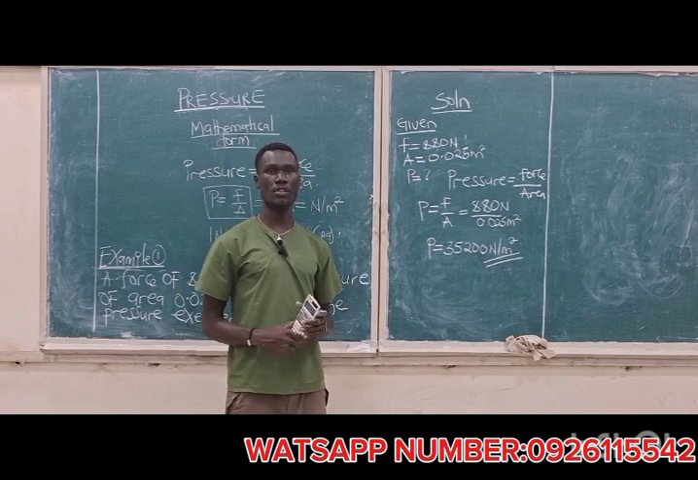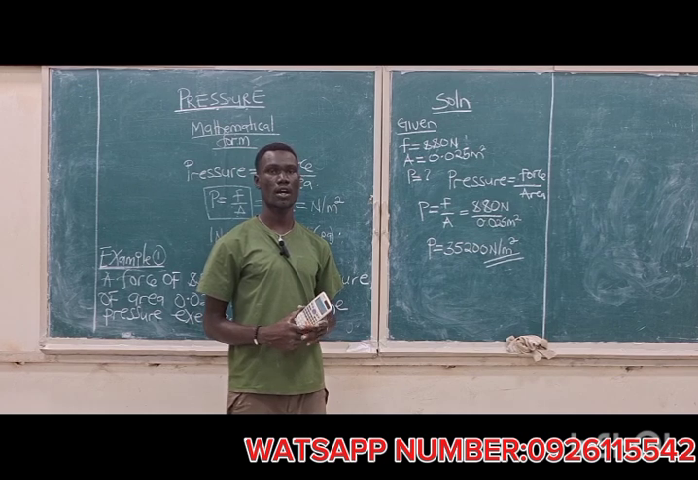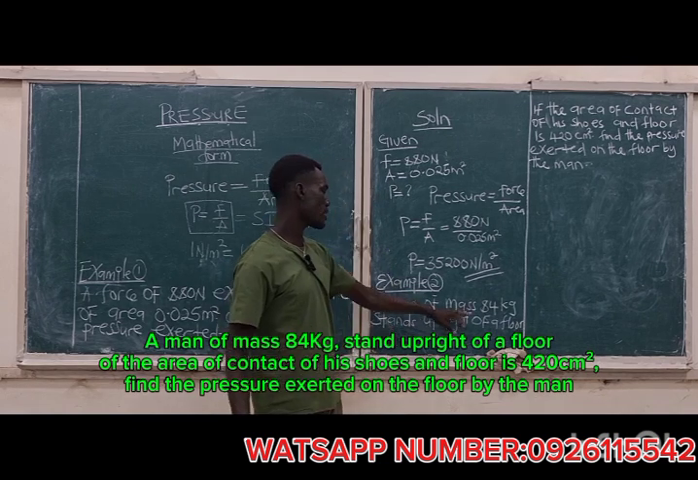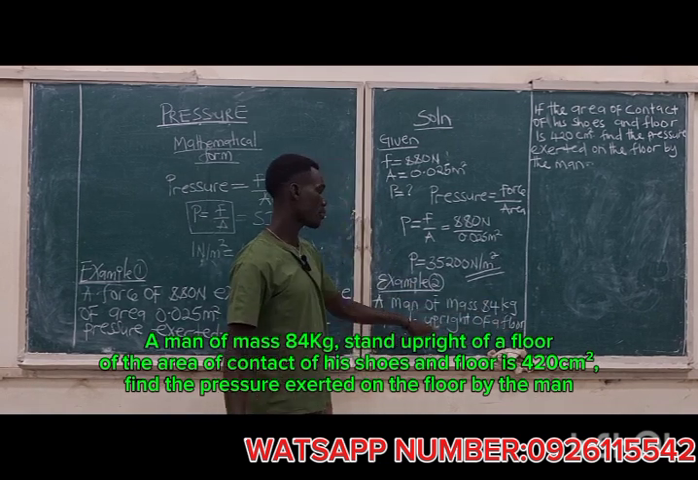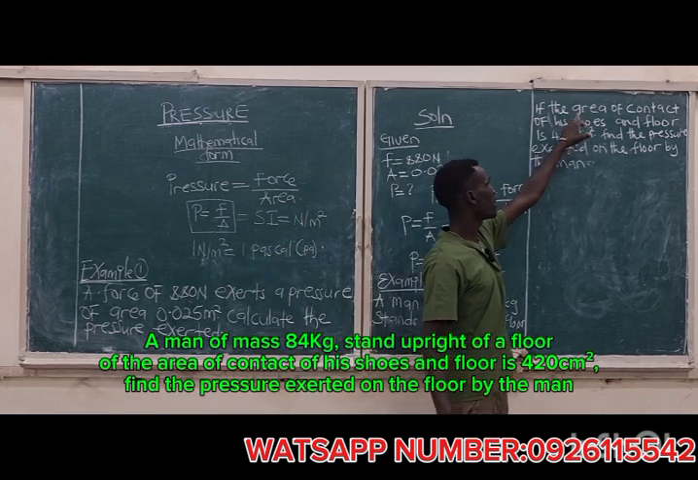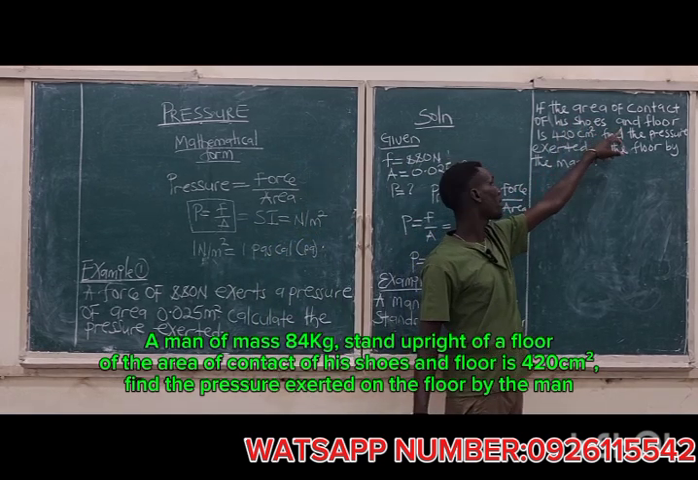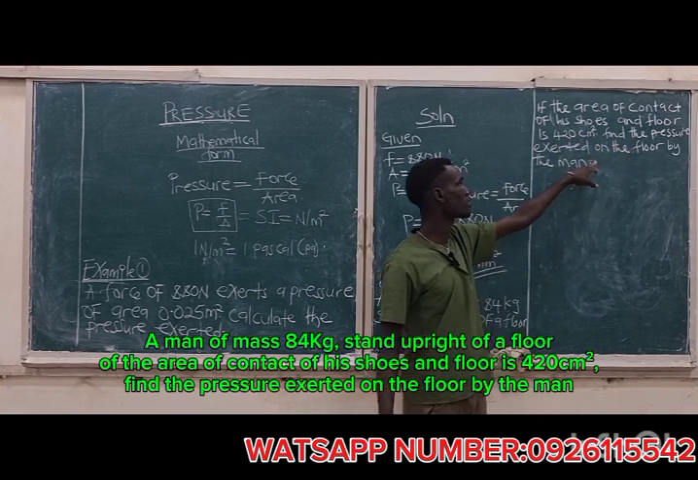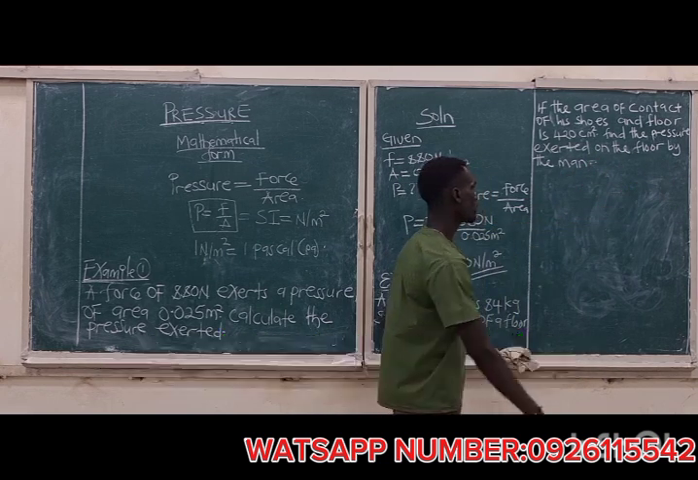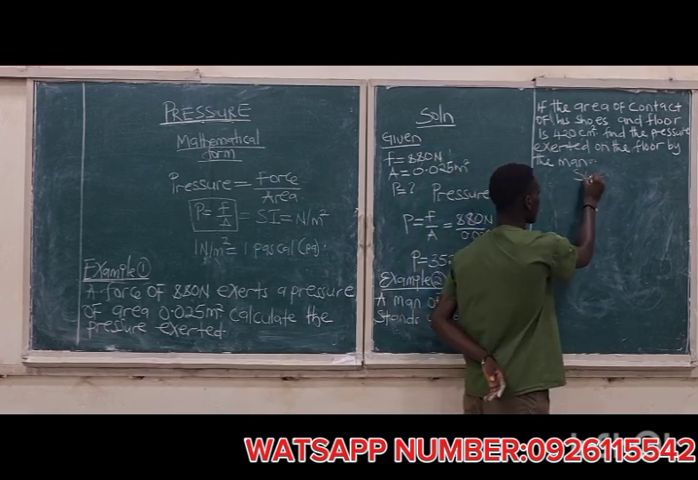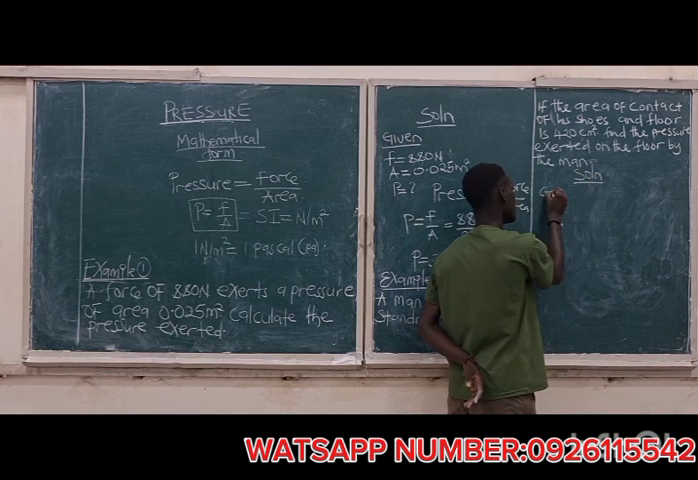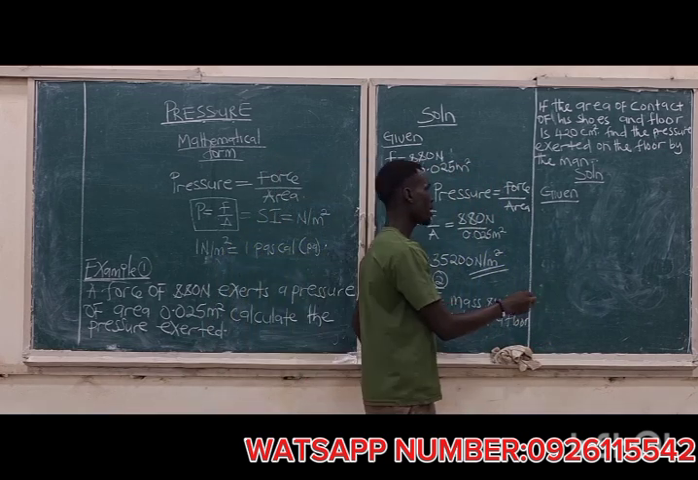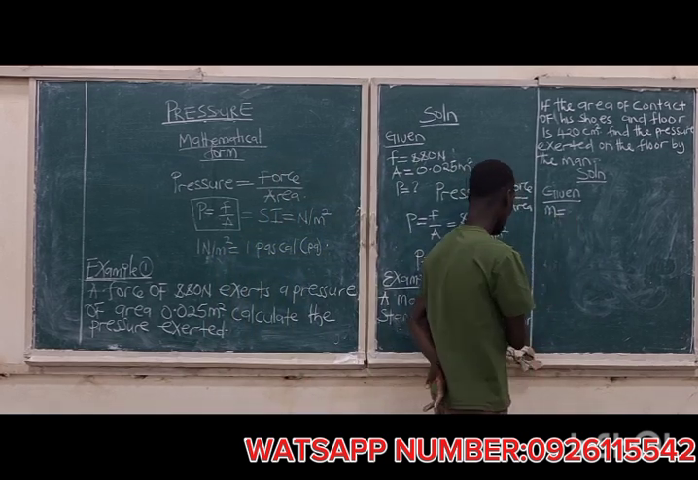So let's look at our example 2 and see how we solve problems under pressure. This is our example 2. It says that a man of mass 84 kilograms stands upright on a floor. If the area of contact of his shoes and floor is 420 centimeters square, find the pressure exerted on the floor by the man. So let's first list down the given parameters. Solution. Given a man of mass, we are given the mass as 84 kilograms.